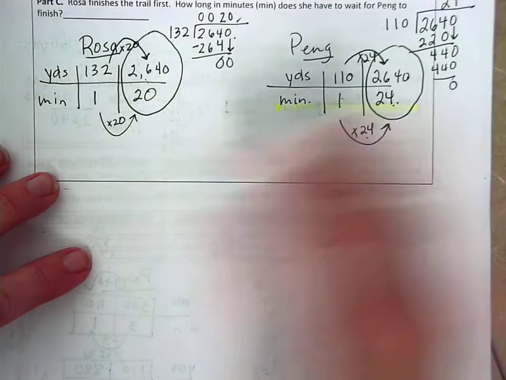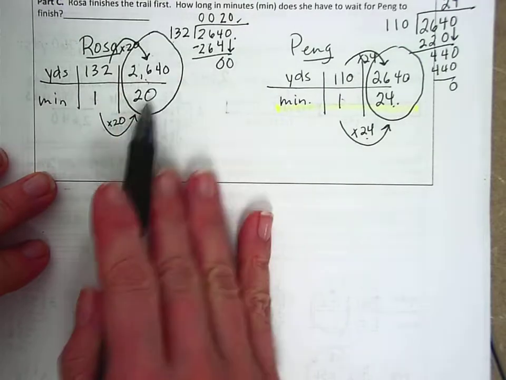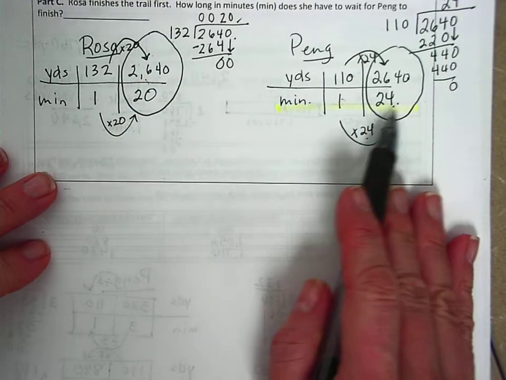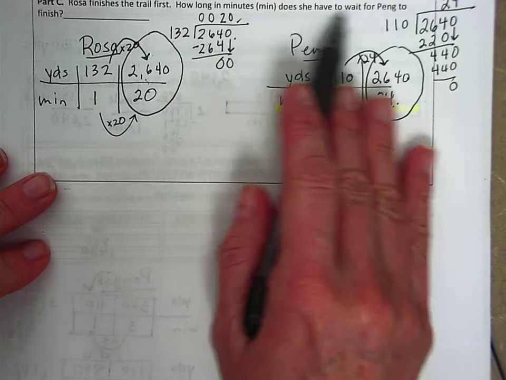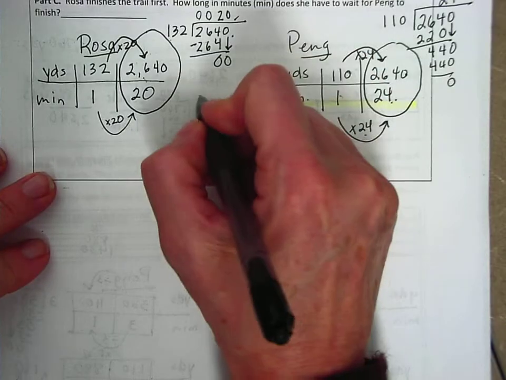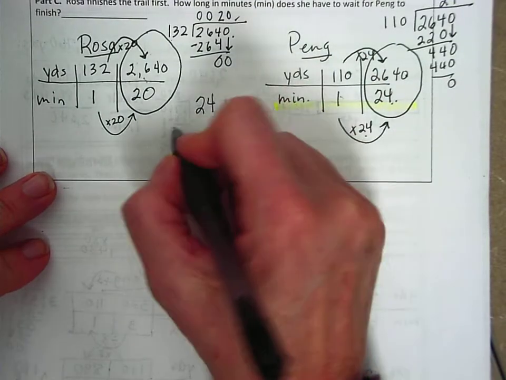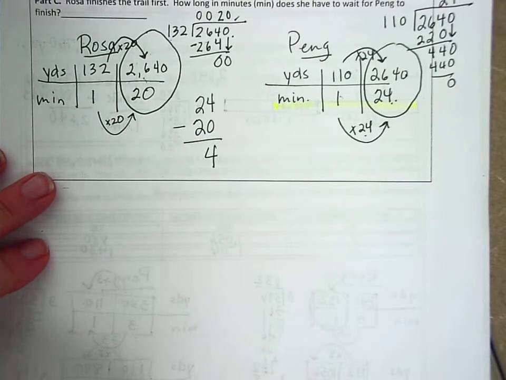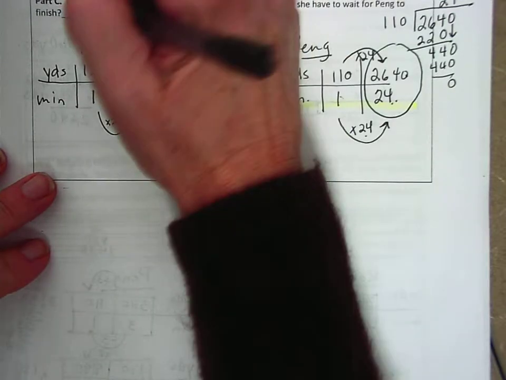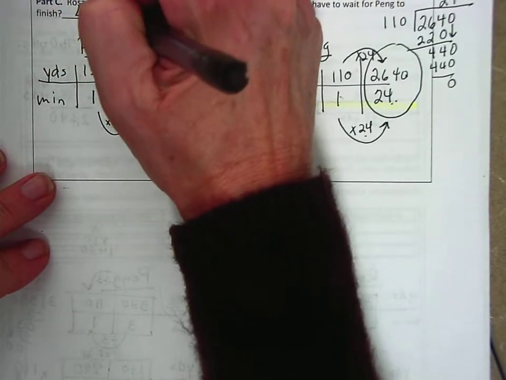And remember, the question is that Rosa finishes first. She finishes in 20 minutes. Peng finishes in 24 minutes. How long in minutes does she have to wait for Peng to finish? So Peng finishes in 24. Rosa finishes in 20. How many minutes does she have to wait for Peng to finish? 4 minutes.